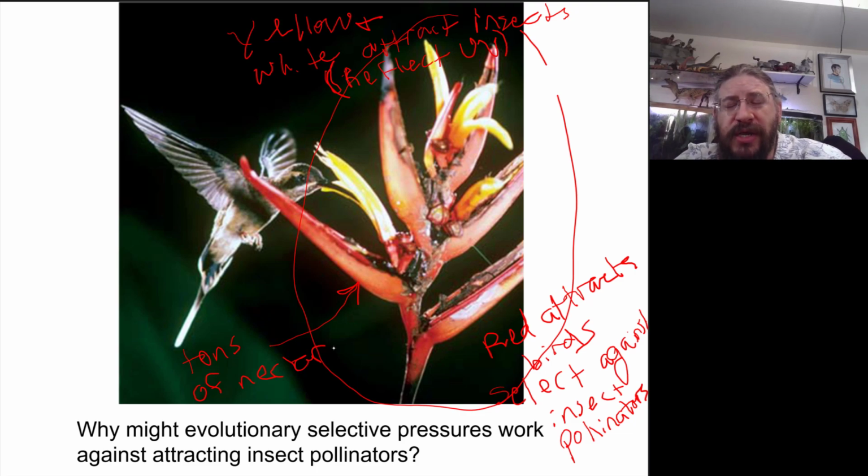And thus, they wouldn't carry the pollen over to other flowers. So, because this flower has a hummingbird pollinator and it produces tons of nectar, it will have evolutionary adaptations to select against insect pollinators, a big one being that deep red coloration, which is pretty cool.